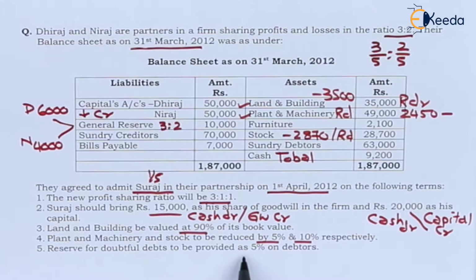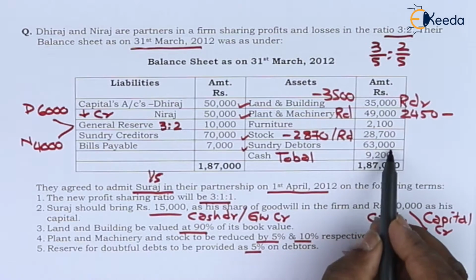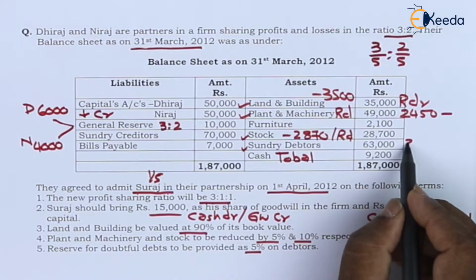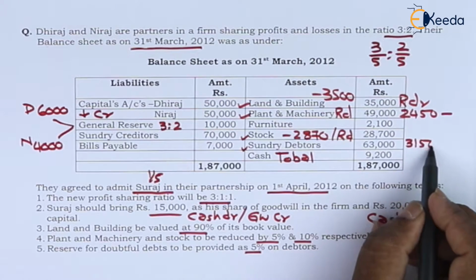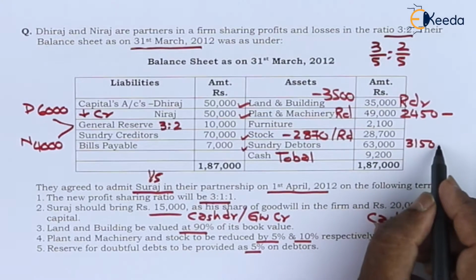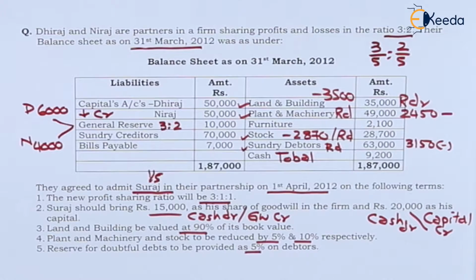Reserve for doubtful debts is to be provided at 5% on debtors. Debtors we have here 63,000. 5% will be 3,150. This will be the amount of new RDD. This will be deducted from debtors. Second effect, revaluation account debit.